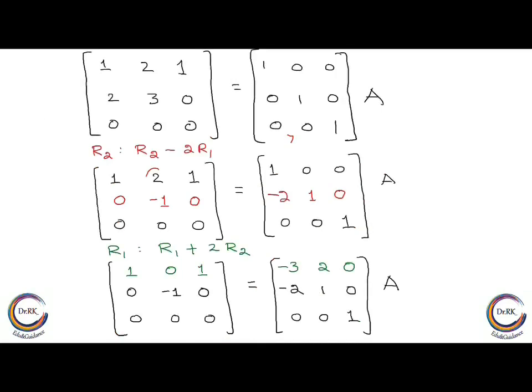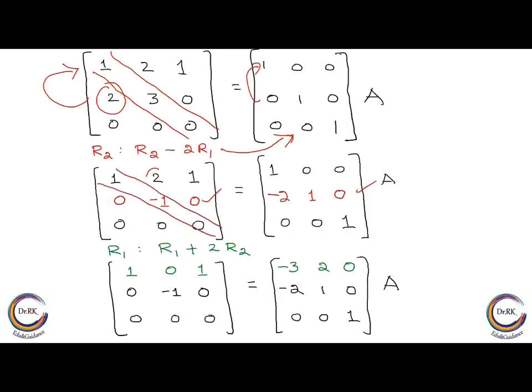This is the diagonal, so first try to make this 0. That is R2 is R2 minus 2R1. Don't forget, you have to apply the same here also. So R2 is R2 minus 2R1, then we get this. Now if you see, upper triangular, yes, we got it.